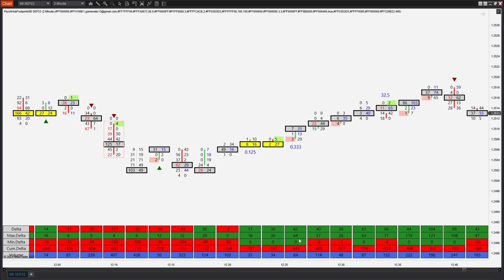Look, as the buyers tap in, now the sellers are pretty much extinct. 0, 0, 0, minus 8, minus 1, 0. And the buyers are much stronger. So this helps me get in.